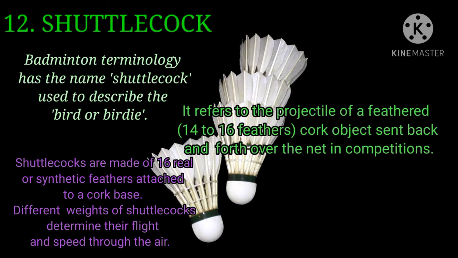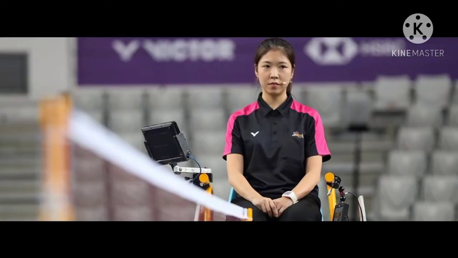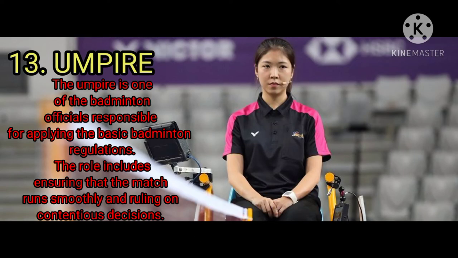It refers to a projectile of a feathered cork object sent back and forth over the net in competitions. Shuttlecocks are made of 16 real or synthetic feathers attached to a cork base. Different weights of shuttlecocks determine their flight and speed through the air. 13. Umpire. The umpire is one of the badminton officials responsible for applying the basic badminton regulations. The role includes ensuring the match runs smoothly and ruling on contentious decisions.